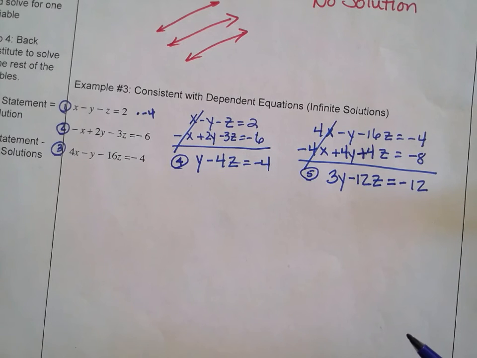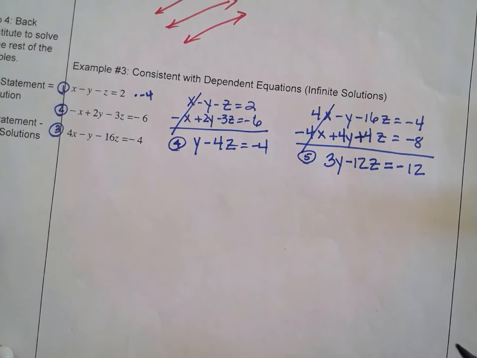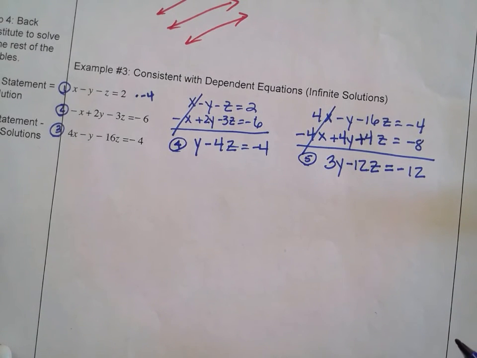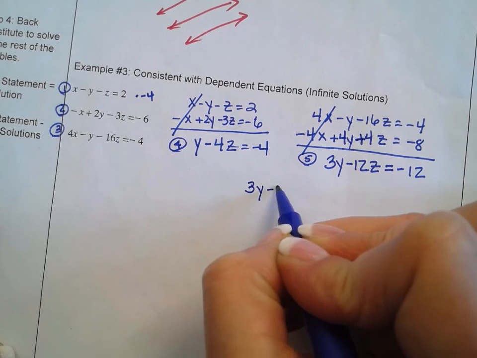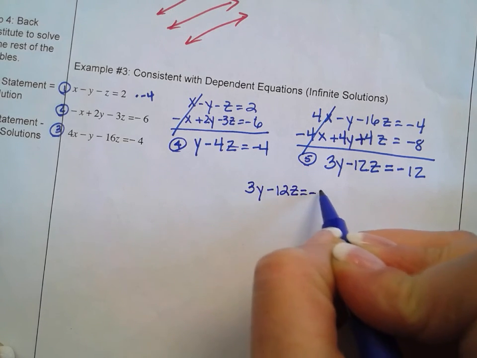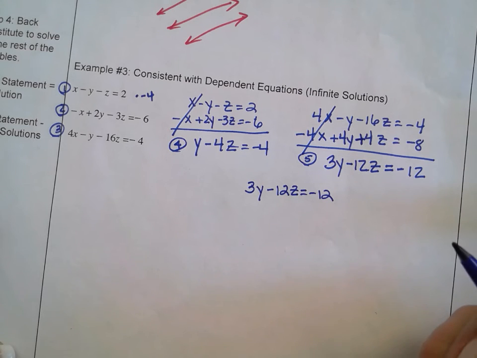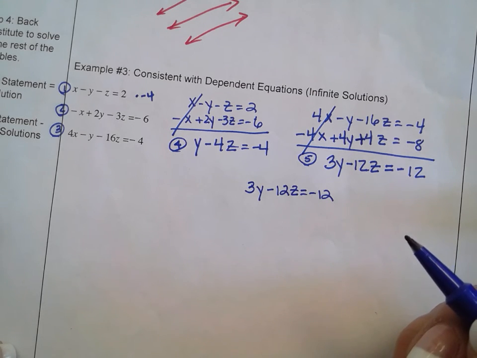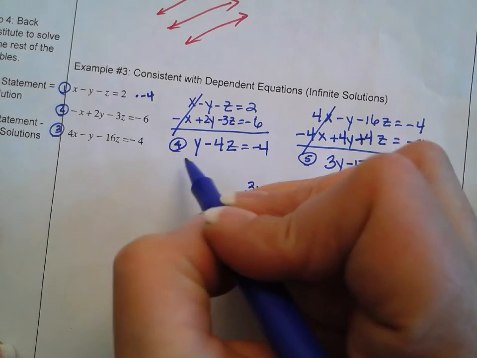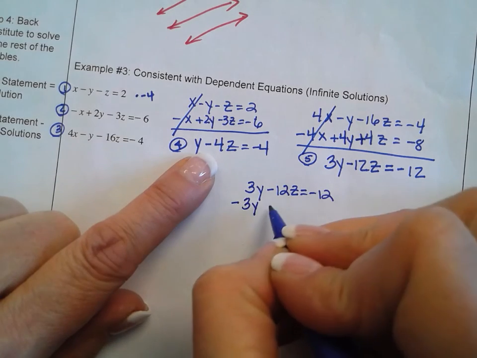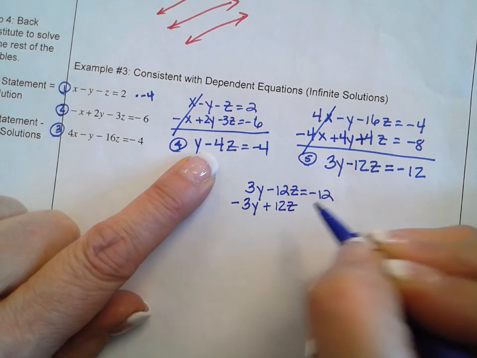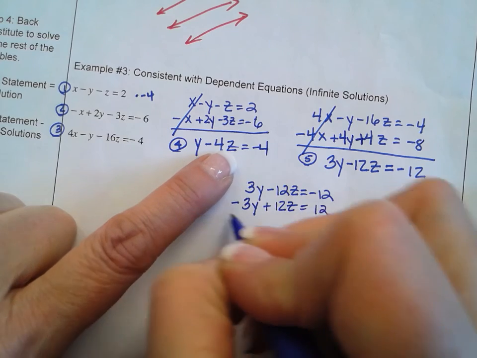Okay, all right, so I have 3y minus 12z equals negative 12 for 5. What do I want to multiply number 4 by so that I get rid of my y? How about negative 3? Make it even better. So that'd be negative 3y plus 12z is equal to 12.